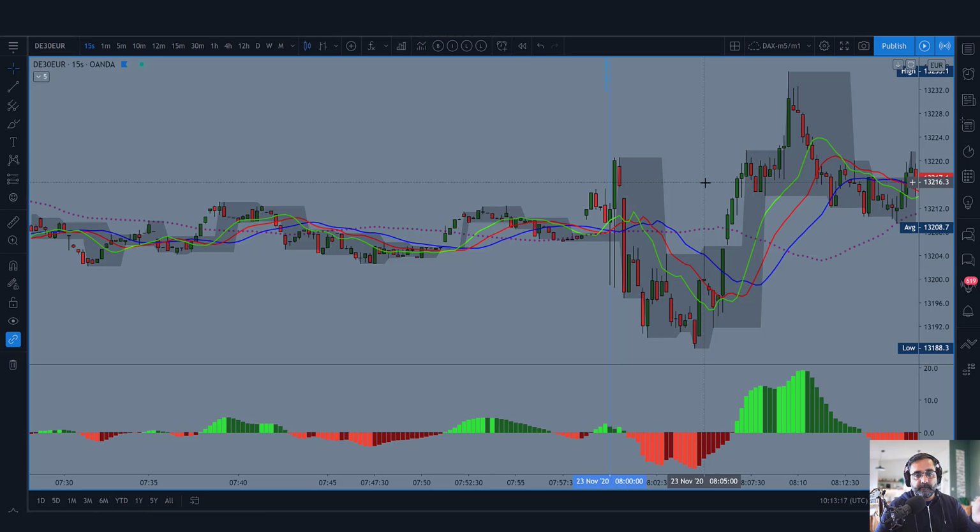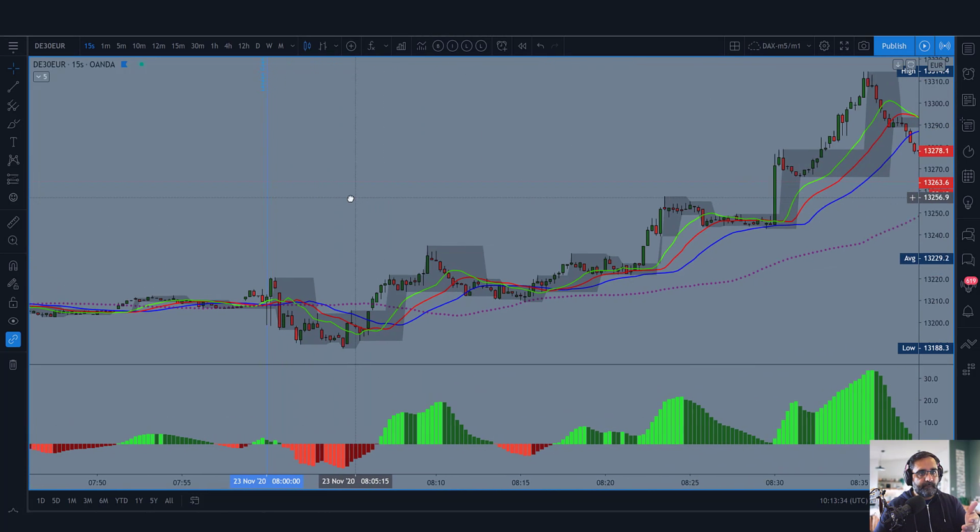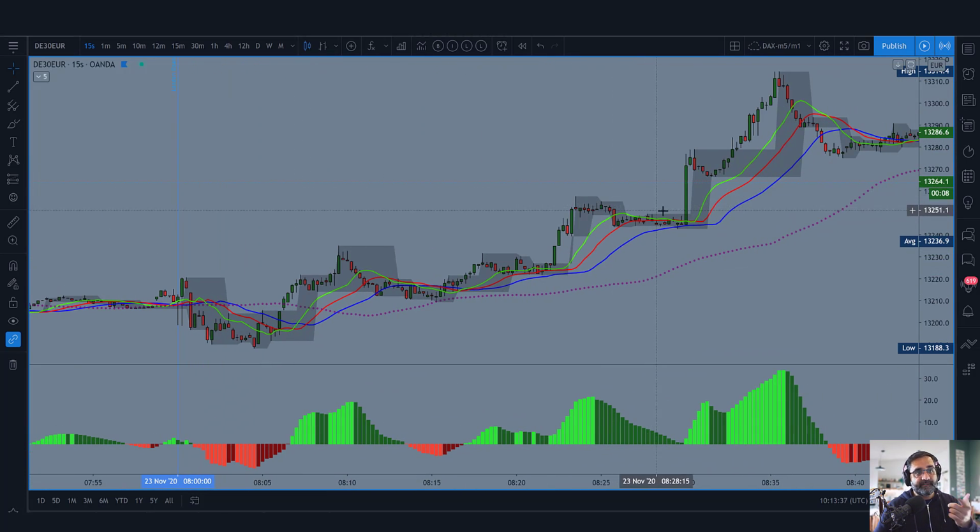52 point profit. And if you trade this market a little bit, even for a month or 2 months, you will find out that on a 15-second chart, getting a 50-point winner is not a normal trade. It's not going to happen every day. It will happen sometimes. It happened today, but it's very difficult to do that.